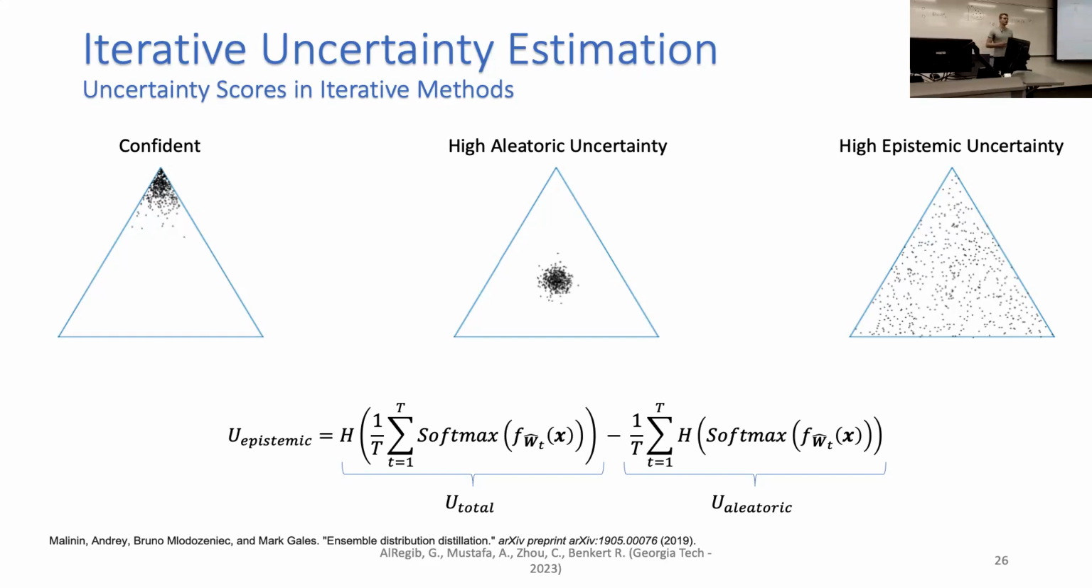So do we remember what both of these terms are? Who remembers them? What's aleatoric?